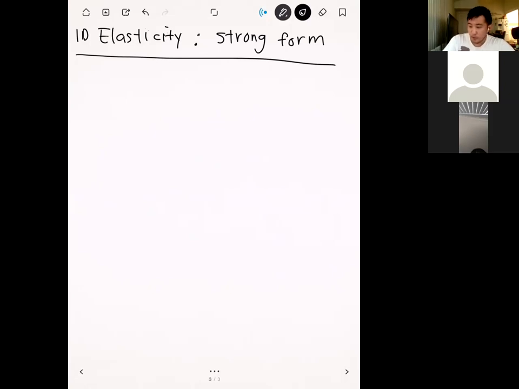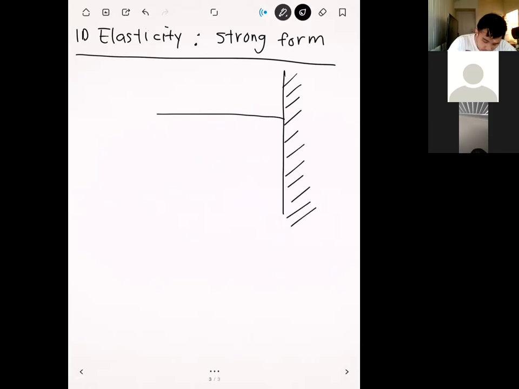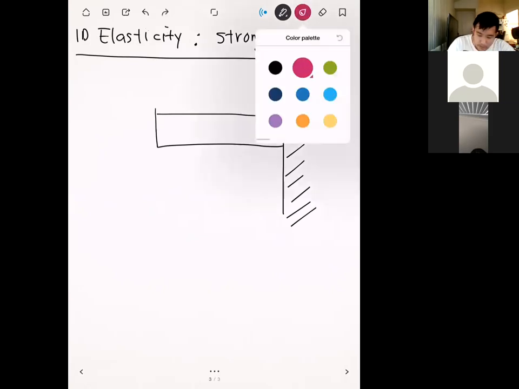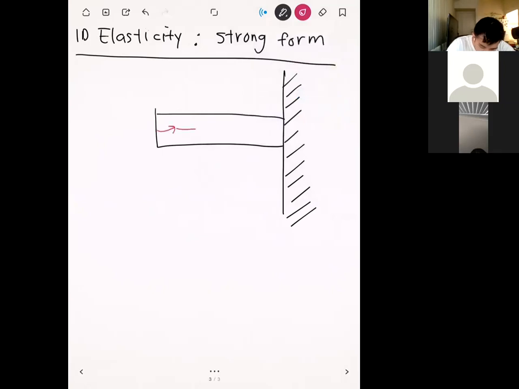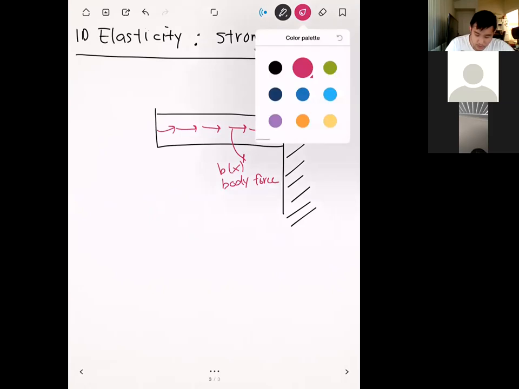And so for elasticity problems, we have something that looks like this. Let's say that we have just a truss element, and let's say that it's fixed on the wall on the right-hand side here. Our truss element might look like this. And along our truss element, let's say that we have a body force that's being applied. This truss element has a length L.